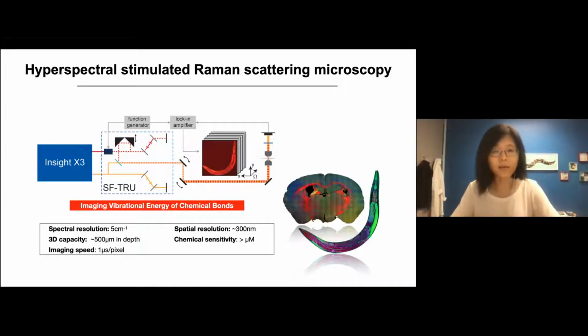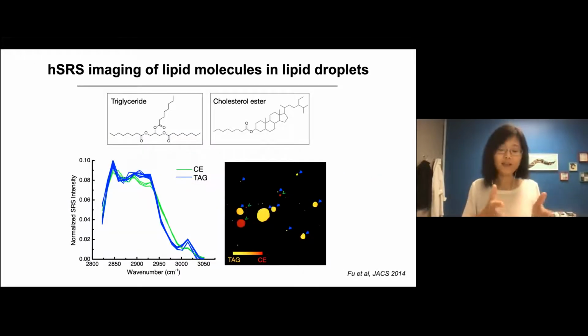For example, in my group, we use hyperspectral stimulated Raman scattering microscopy to image metabolic changes in vivo. This technology takes advantage of the fact that different chemical bonds have different vibrational energy. It generates specific signals when the energy difference between the two lasers matches the vibrational energy of a chemical bond. This way we can tune the lasers across a series of different wavelengths, and then an SRS spectrum can be derived from the combination of chemical bonds in samples.